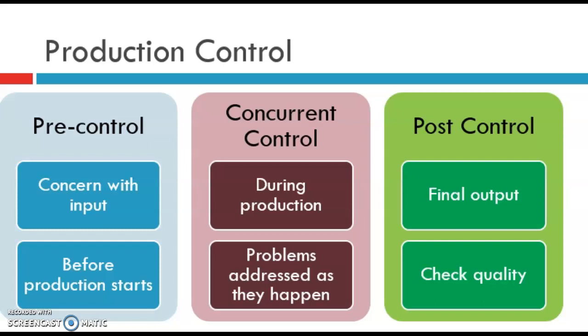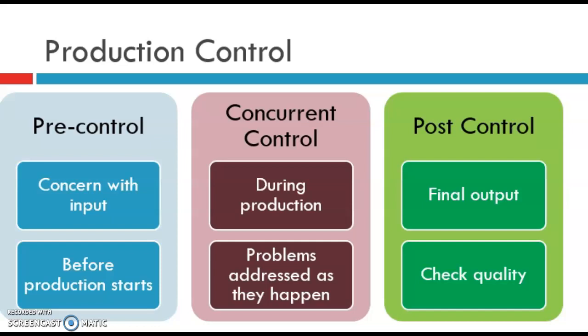So we looked at production planning earlier. Now we move on to production control. Production managers can select the type of control that they're going to use according to the stage of production that they're in. So there are 3 different stages. We talk about pre-control, concurrent control, and post-control.